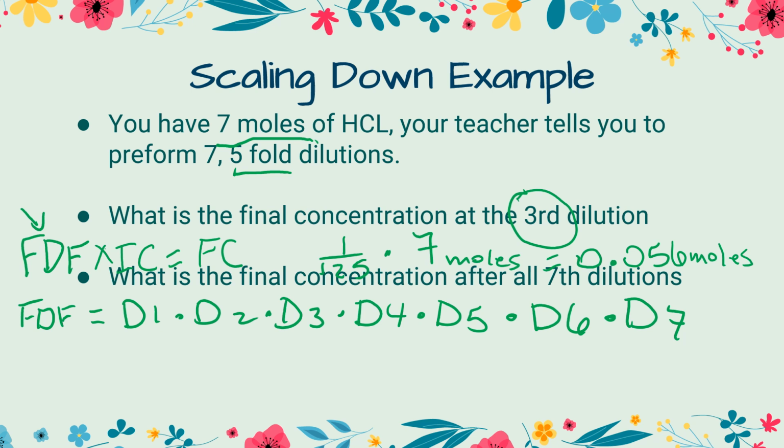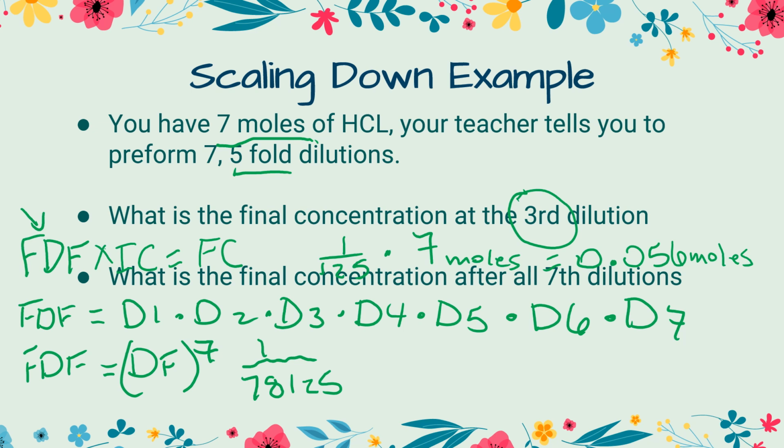There is an easier way we can do this. We can take our final dilution factor and do our dilution factor to the power of 7. Doesn't always work, especially if there are different dilution factors, but if all your dilution factors are the same, you can simplify it that way. So 1 over 5 to the power of 7 will get me 1 over 78,125. So my dilution factor is that.